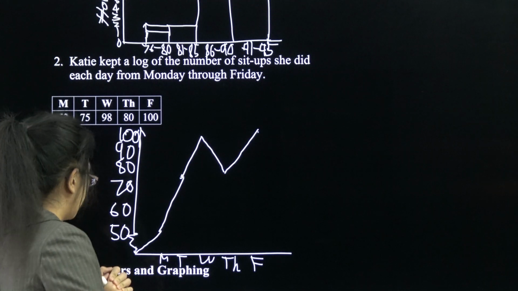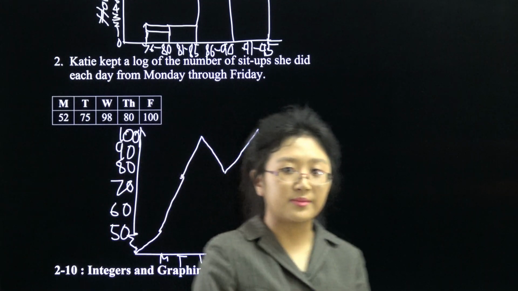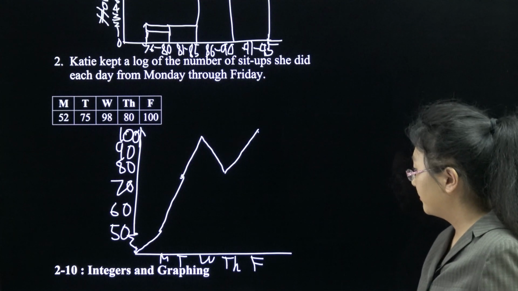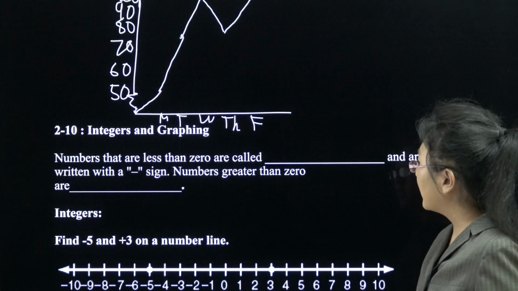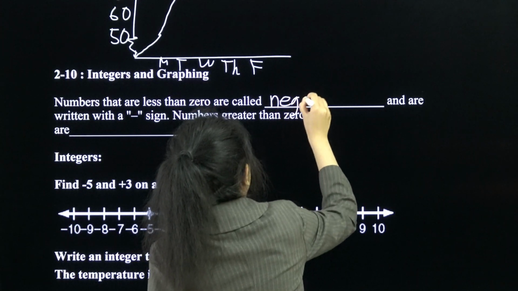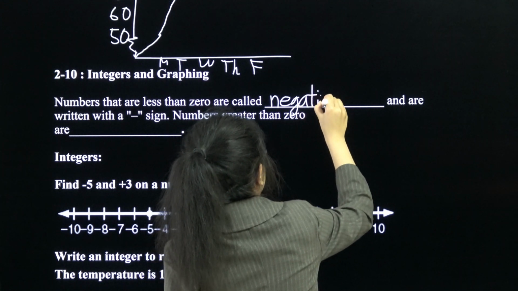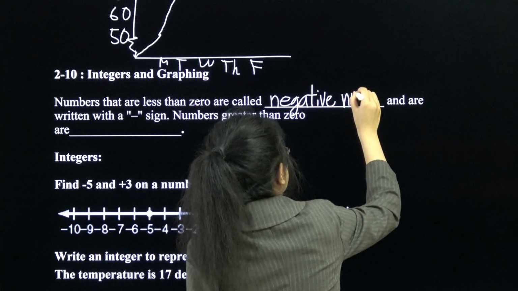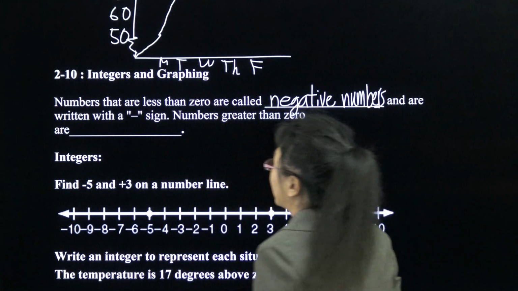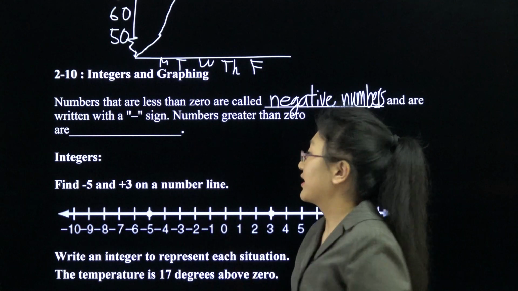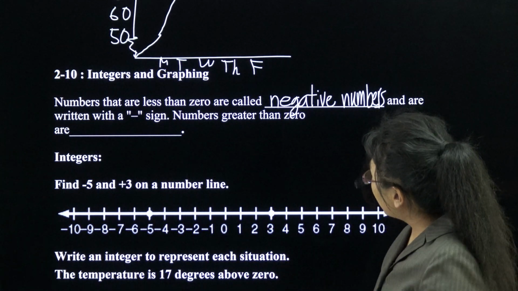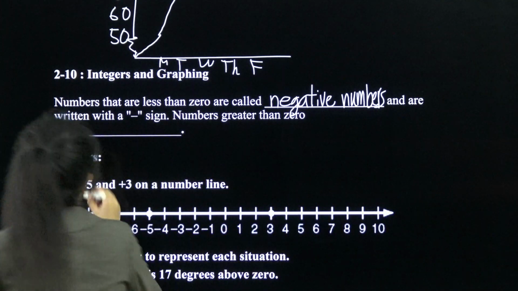Now, we're gonna go to the last section of the chapter. Integers and graphing. You can pause whenever you want, remember? Numbers that are less than 0 are called negative numbers, and are written with a negative sign, which is the minus sign, which is also a dash. Numbers greater than 0 are positive numbers.